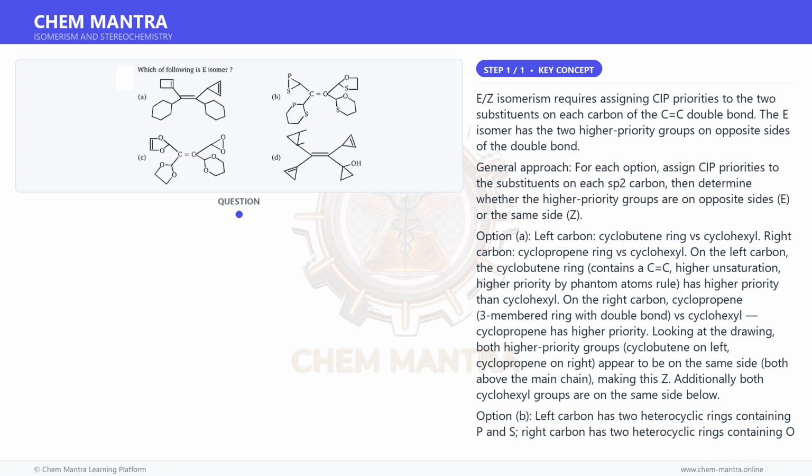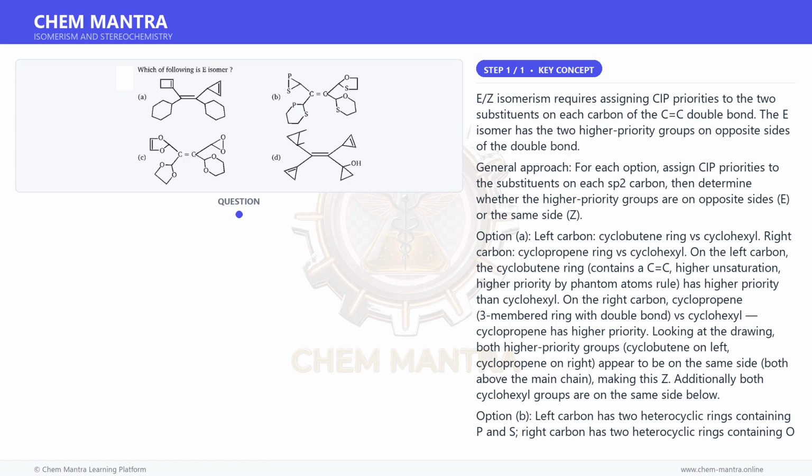On the left carbon, the bicyclic spirocyclopropane has higher priority than cyclopropene by CIP rules, more carbons at first shell or phantom atom comparison. In the drawing, the higher priority group on the left carbon, bicyclic, upper left, and the higher priority group on the right carbon, cyclopropeno, lower right, are on opposite sides of the double bond. This is the E configuration.